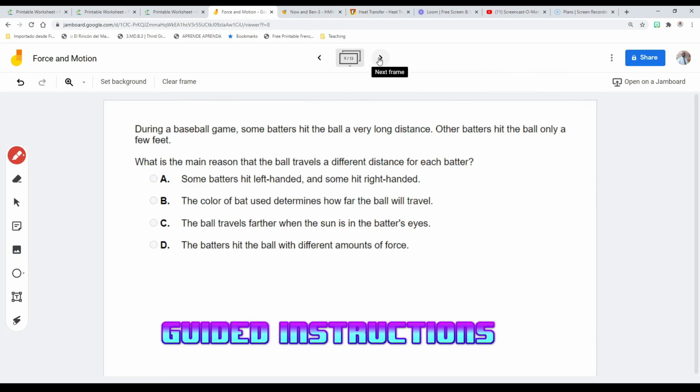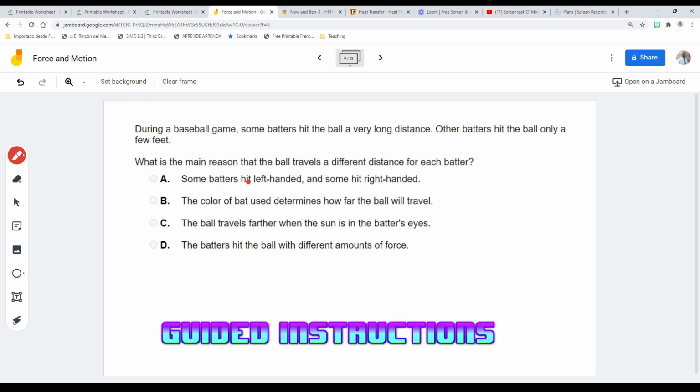This is part of our guided instructions. During a baseball game, some batters hit the ball a very long distance. Other batters hit the ball only a few feet. What is the main reason that the ball travels a different distance for each batter? You have to remember that depending on the force you apply to the ball or to an object, that object can go faster or it can go slower. Let's see what our options are here.